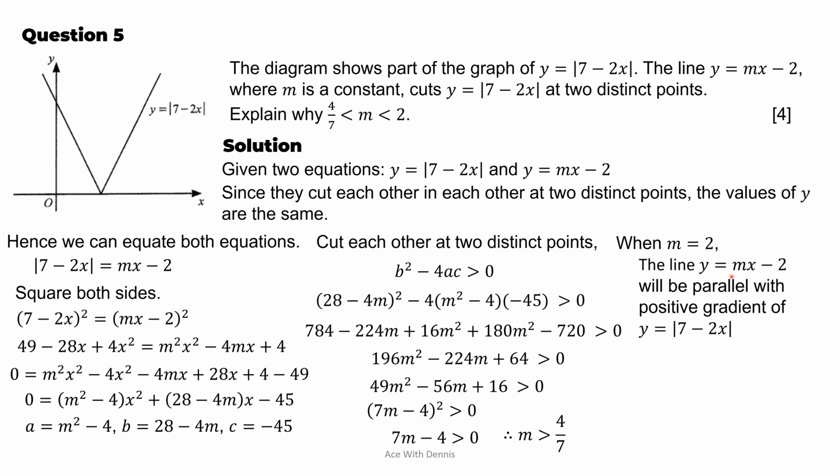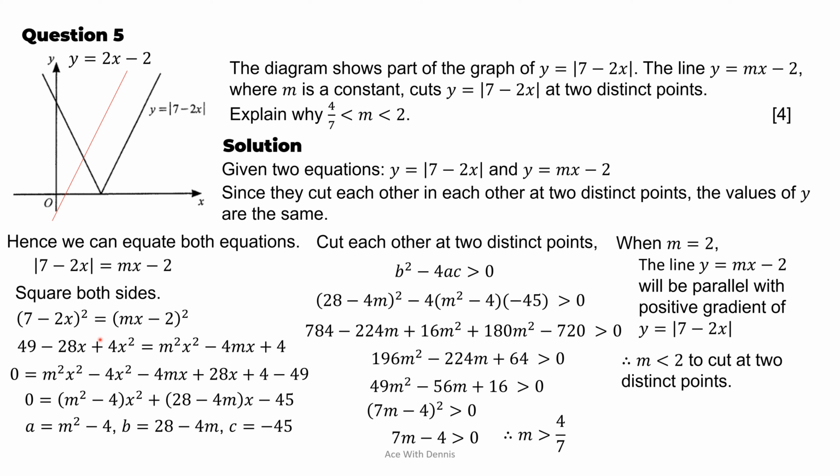The line y equals mx minus 2 will be parallel with the positive gradient of y equals modulus 7 minus 2x, because over here, this is the increasing function. We can see that the gradient is 2. So if I plot this graph, when m is 2, y equals 2x minus 2 will be parallel with this line, which means this red line will not intersect with this line. So there will be only one intersection point between these two graphs.